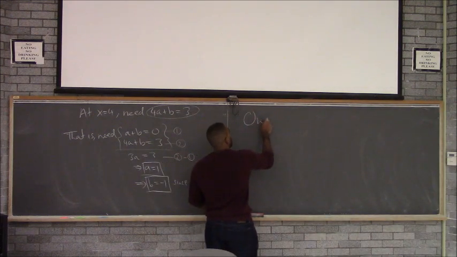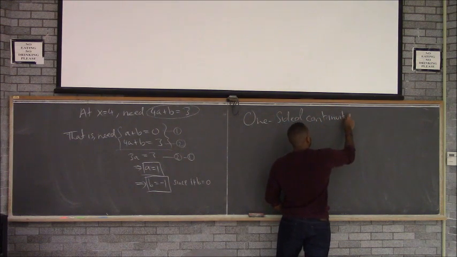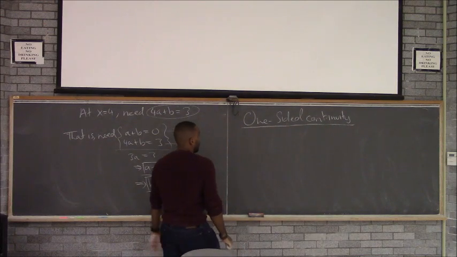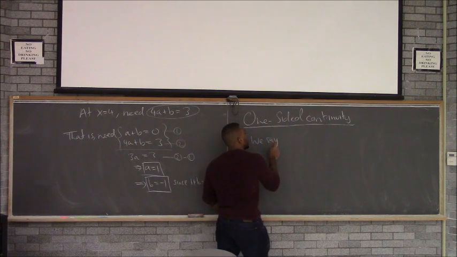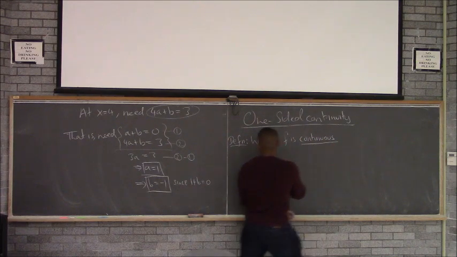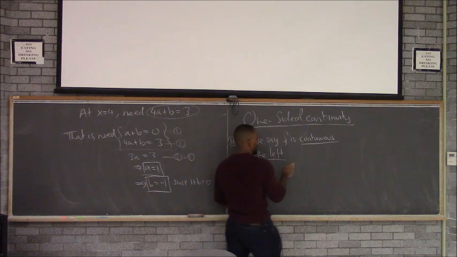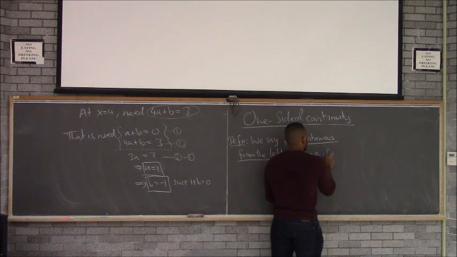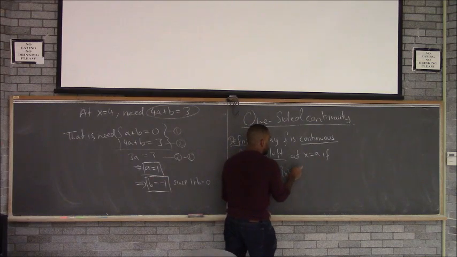Let's talk about one-sided continuity. And these are just things that we know, definitions. We should just know what they are. We say f is continuous from the left at x equals a if the limit as x approaches a from the left of f of x equals f of a.